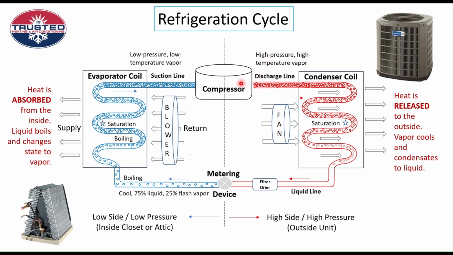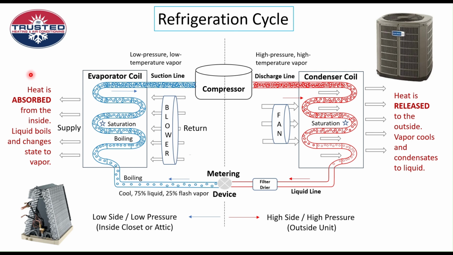So the components we'll first talk about are the compressor, the condenser coil, which is the outside unit at your house or an office, or it could even be on a roof of an apartment building or commercial building. Then we have the metering device and the evaporator coil, and I'll talk about each of these in detail.